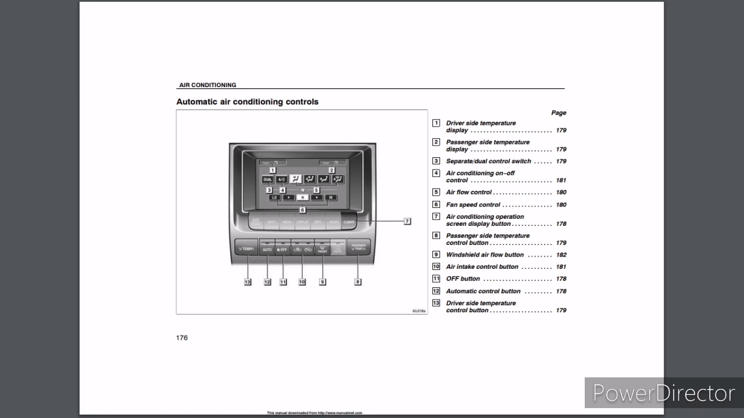1. Driver side temperature display. 2. Passenger side temperature display. 3. Separate/dual control switch. 4. Air conditioning on/off switch. 5. Airflow control. 6. Fan speed control. 7. Air conditioning operation screen display button. 8. Passenger side temperature control button.